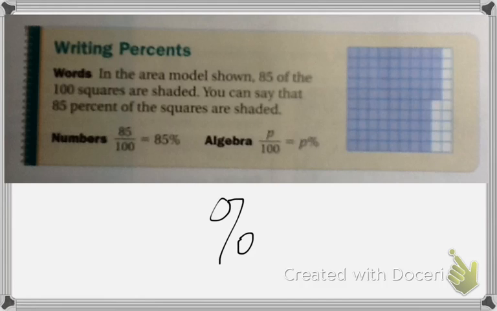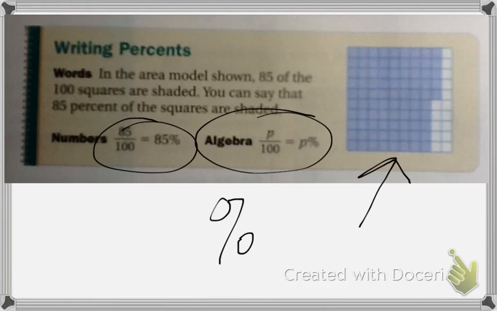Writing percents. In the area model shown, 85 of the 100 squares are shaded. You can say that 85% of the squares are shaded. So we have the numbers, 85 over 100, which equals 85%. In algebra, we'll have p over 100, which is p%.